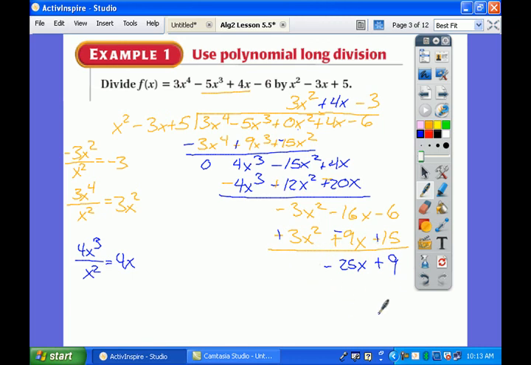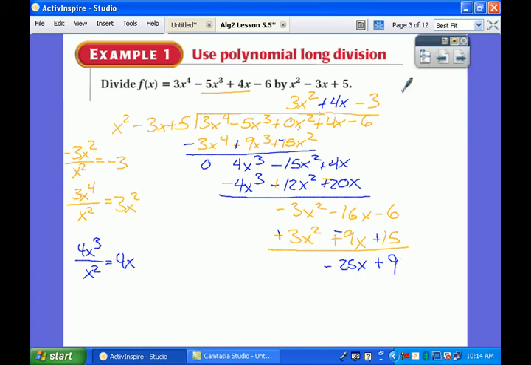Negative 25x plus 9. What is this thing down here? This is the remainder. This process works exactly identical to the process we've seen before, and it repeats itself after you've done the subtraction piece. Okay, I recognize there's a lot here.